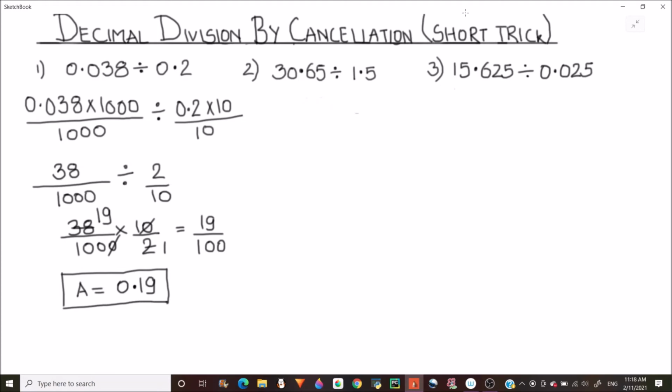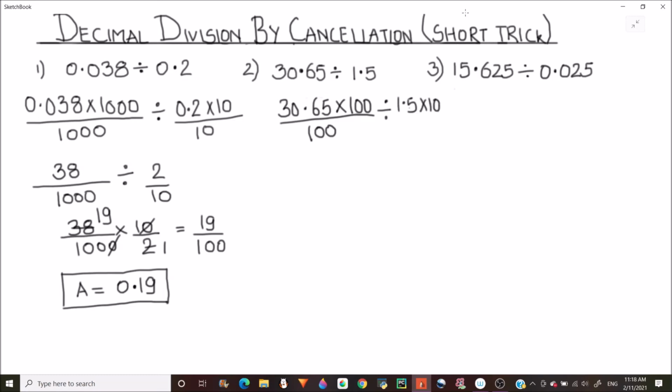Now let's solve the second example. We'll follow similar steps here. Our first step is to remove the decimal point. So there are two digits after the decimal point, so we should multiply it by 100 to remove the decimal point. And as we are multiplying it by 100, we have to divide it by 100 too. And here, as there is one digit after the decimal, we have to multiply and divide it by 10.